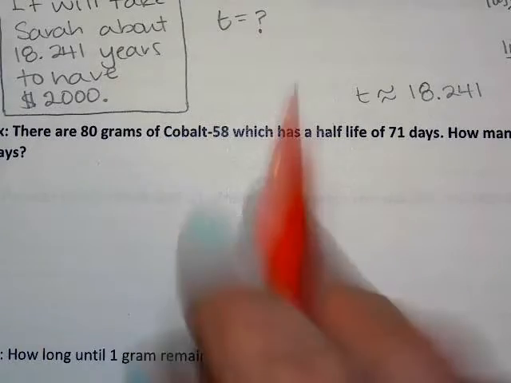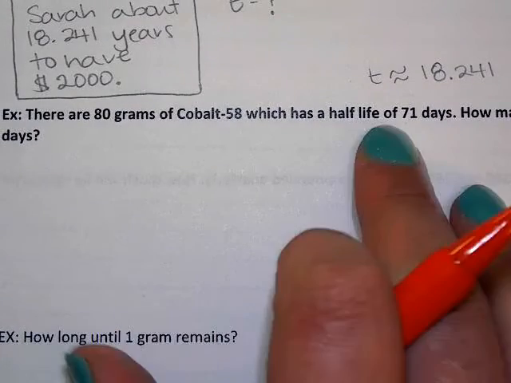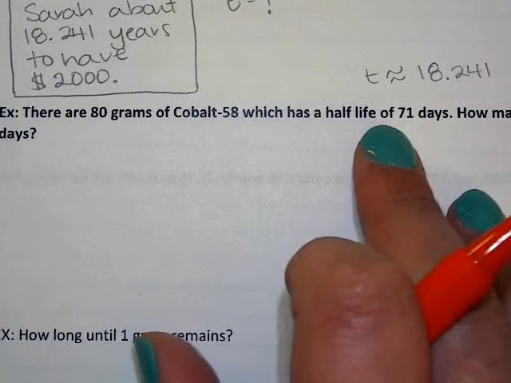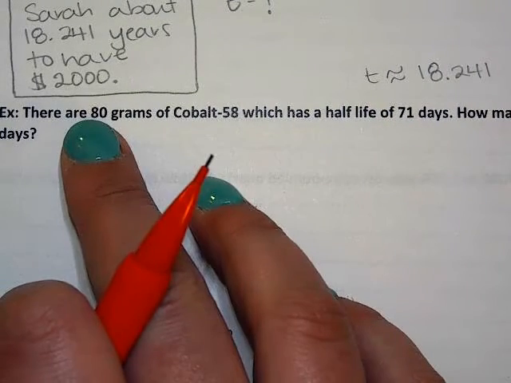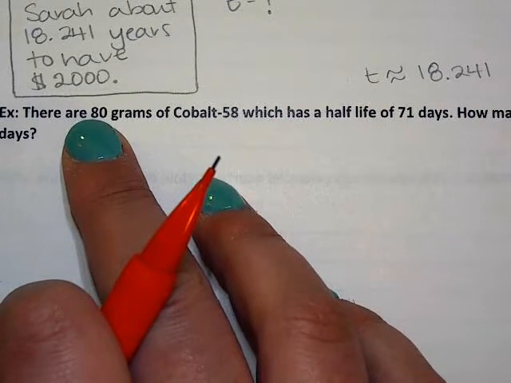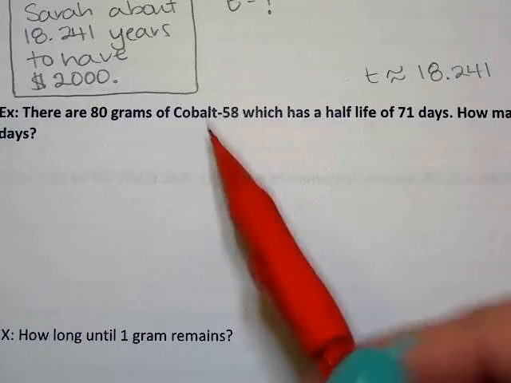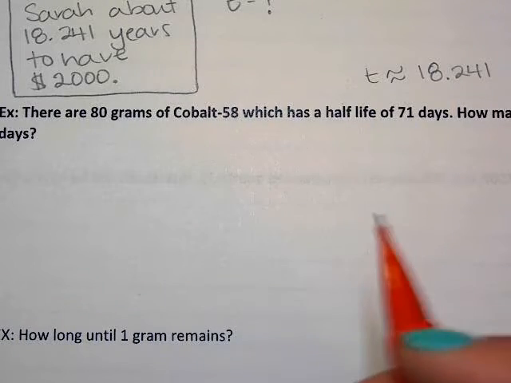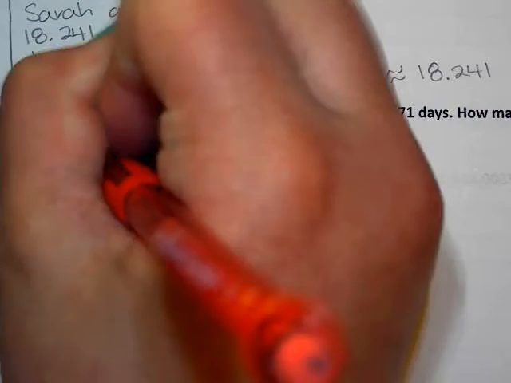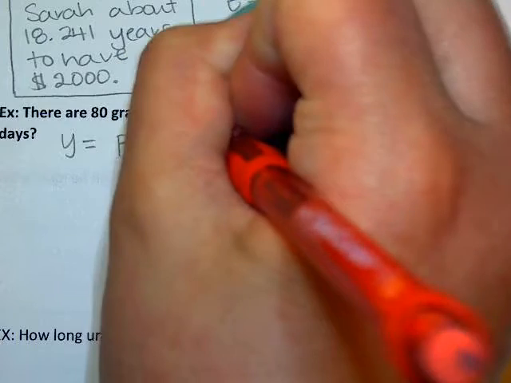So since it has a half-life of 71 days, that means that in 71 days, if it starts with 80 grams, there would be 40 grams. All right. So we're going to take our half-life formula. So we have Y equals P times 1/2 to the T over H.